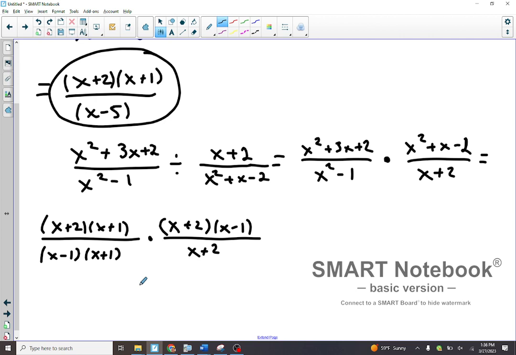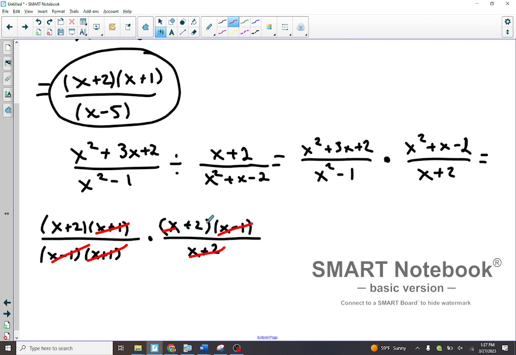When there's division, you just flip the sign. Then multiply. So it's a multiplication equation with one step before it. Okay, now we cross out anything in common. x plus 1, x plus 1. I see x minus 1 and x minus 1, and x plus 2.